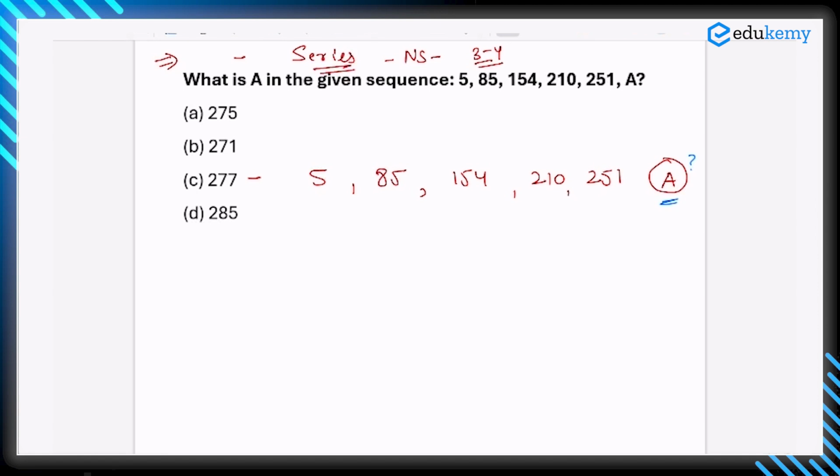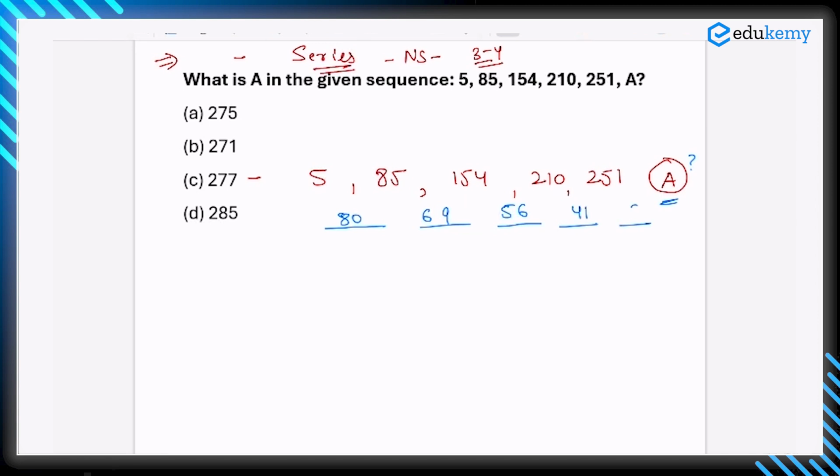Here we will do multiple kinds of series जहां से आपको समझ आ जाएगा कि सीरीज के क्वेश्चन को कैसे टैकल करना होता है. Okay, so let's see the difference between 5 and 85. The difference between 5 and 85 is 80. Difference between 85 and 154 is 69. Difference between 154 and 210 is 56. Difference between 210 and 251 is 41.